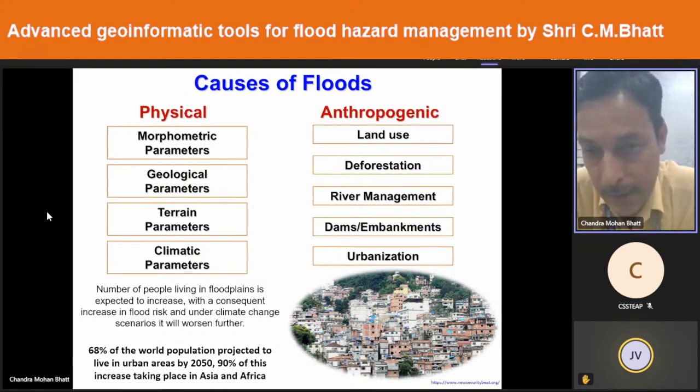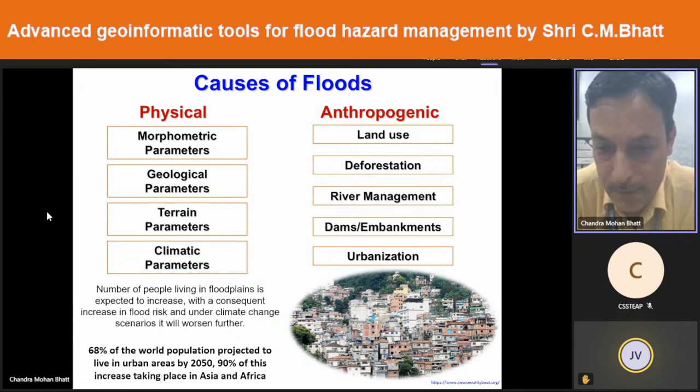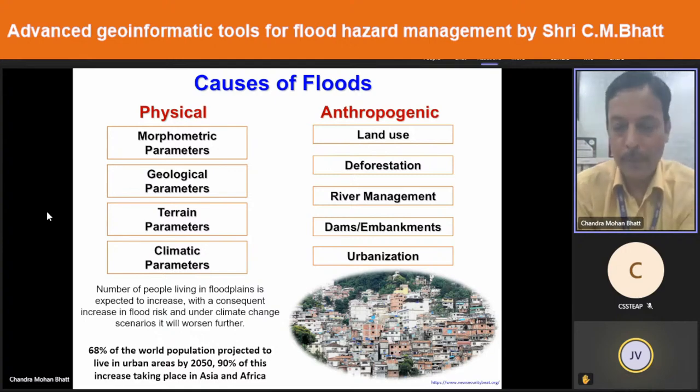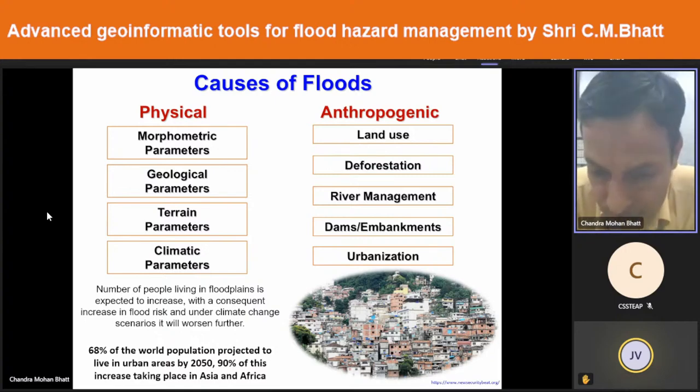But these parameters get further aggravated once there is a modification in the land cover or deforestation, and if our river management activities are not proper, by the concrete, the dams, embankments, urbanization, all these activities enhance the problem. And because most of the population is moving to urban areas, there are more people coming to the urban areas, and therefore we have more problems of flooding in urban areas, as seen recently in the news.